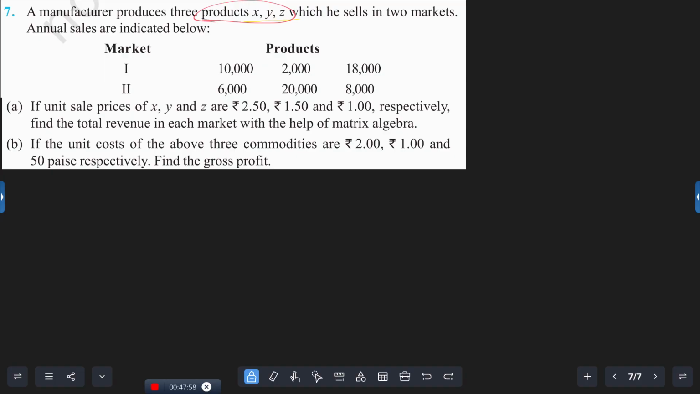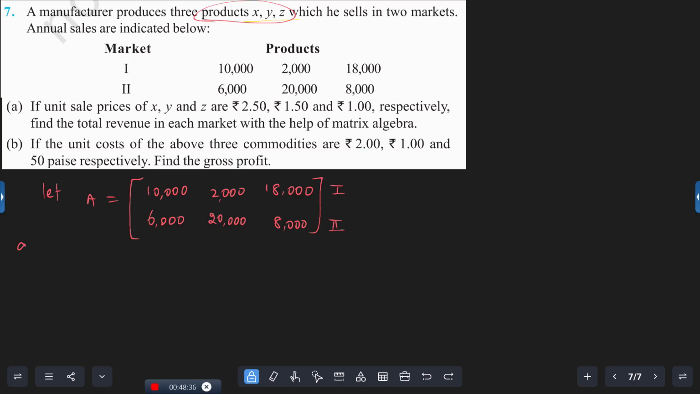So the mentioned amount you take as one matrix. Which they have mentioned, I'm taking as one matrix: 10,000, 2,000 and 18,000, and next 6,000, 20,000, 8,000 are given. So this is market number 1 and this is market number 2. Two markets we have.